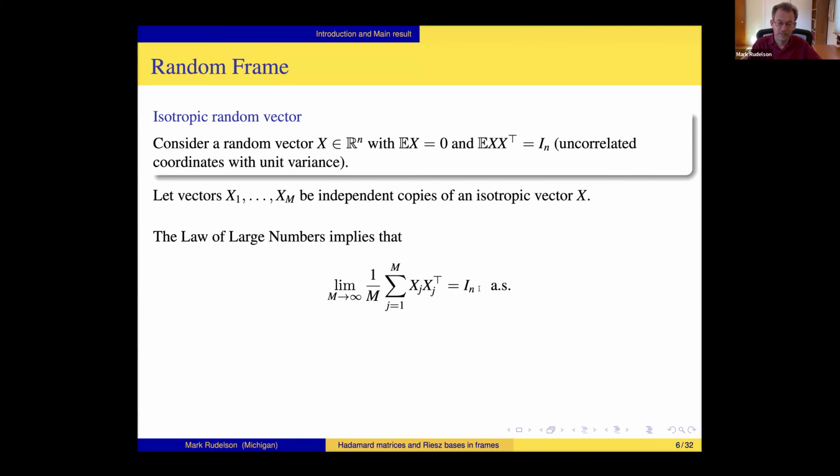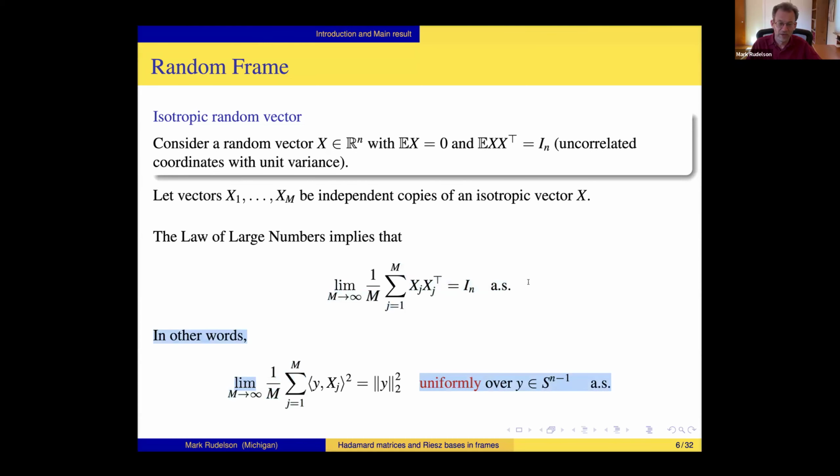And if this convergence occurs in the sense of operators, then I can multiply it from the left and the right by any vector, and I get the approximation of the squared norm. And moreover, since we have it in the sense of operators, we have it uniformly over the vectors in the sphere.